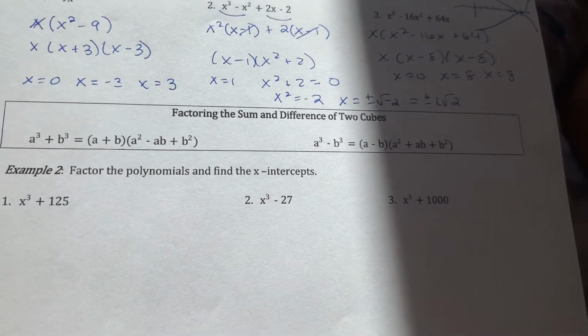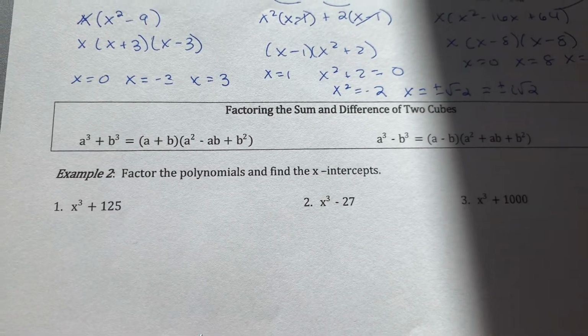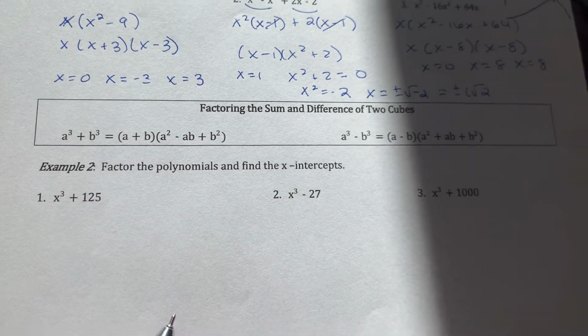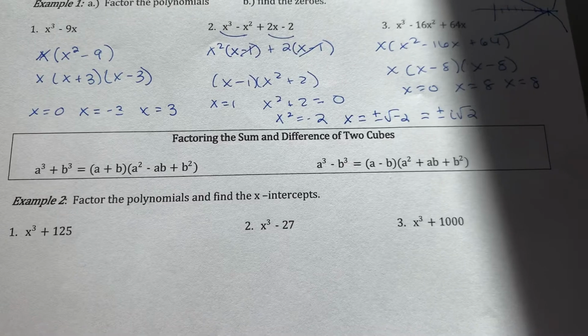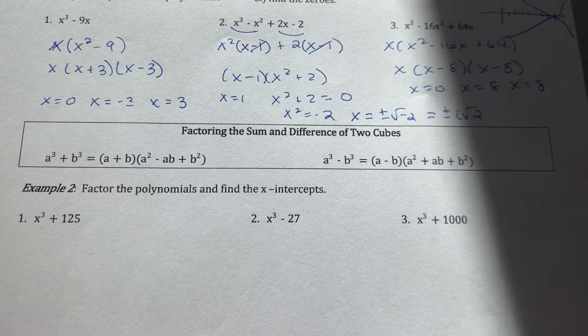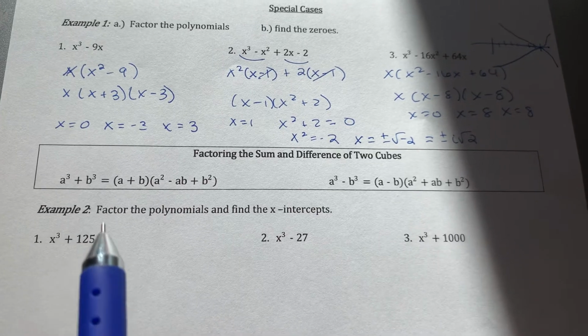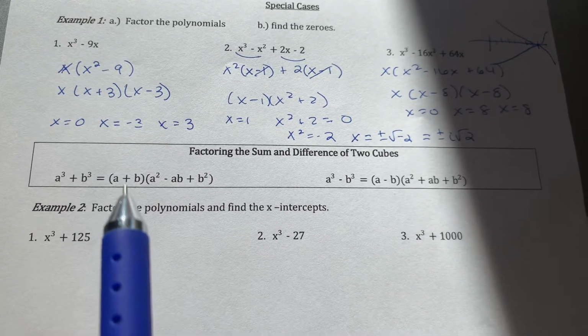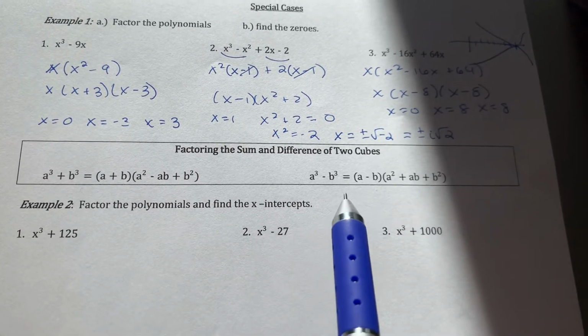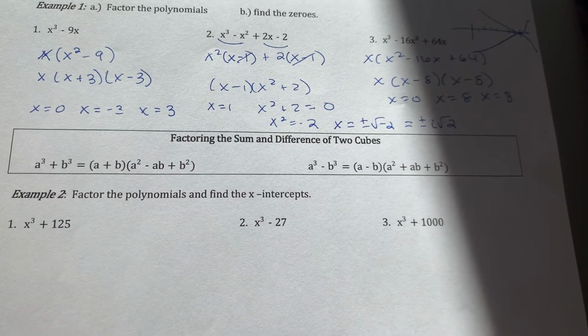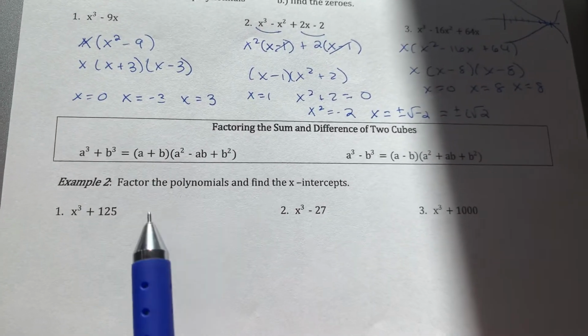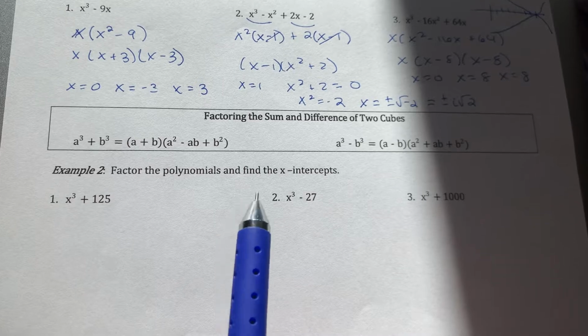Now, you've dealt with the difference of 2 perfect squares, but there's also something called the addition of 2 perfect cubes and the subtraction of 2 perfect cubes. The patterns are the same, exact same, but for addition, it goes plus, minus, plus, and for subtraction, it goes minus, plus, plus. Okay? It says factor the polynomials and find the x-intercepts.